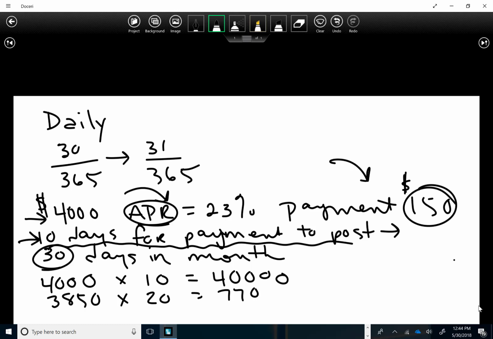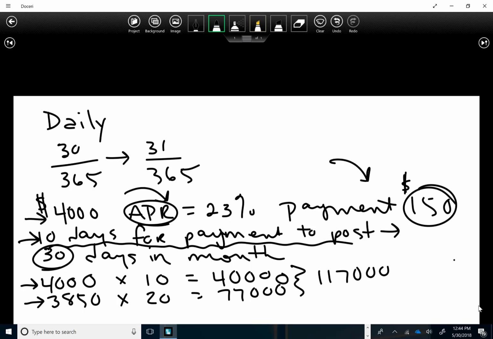Now, at no time is your balance 77,000, and at no time is your balance 40,000. But you are adding these up. It's the same as if you took 4,000 and you added it up 10 times, and then you added 3,850 up 20 more times. You would get the addition of those two numbers. So if I add up 77,000 plus 40,000, I get 117,000. And again, remember that at no time is 117,000 your balance, but we're trying to find an average.